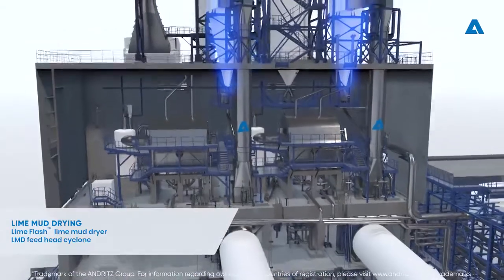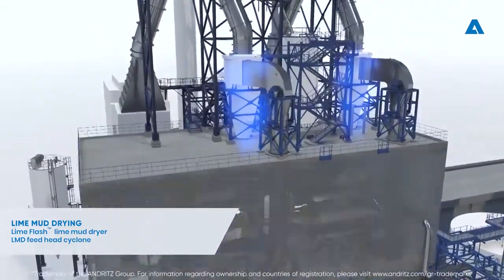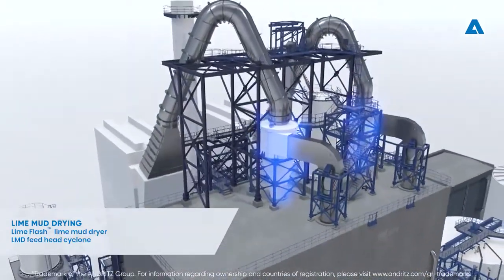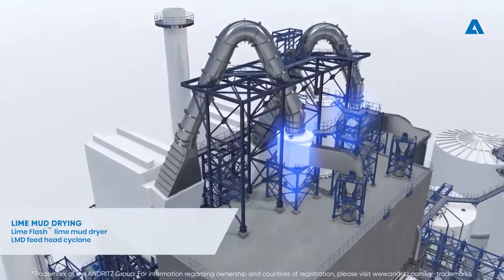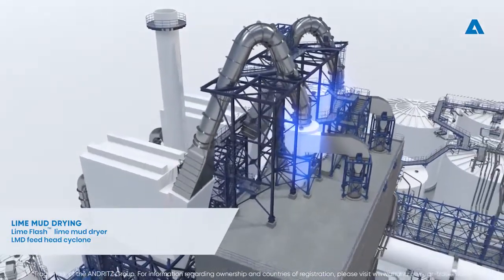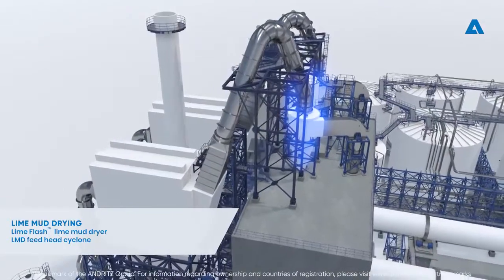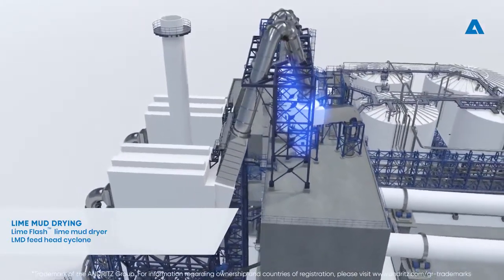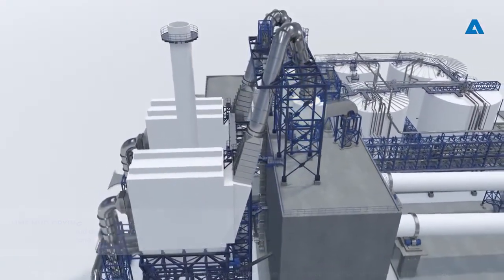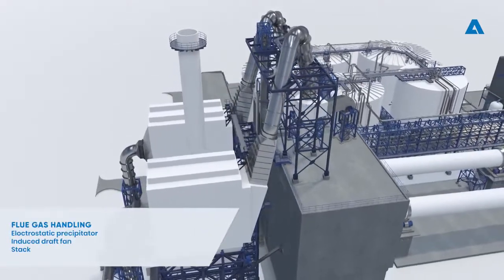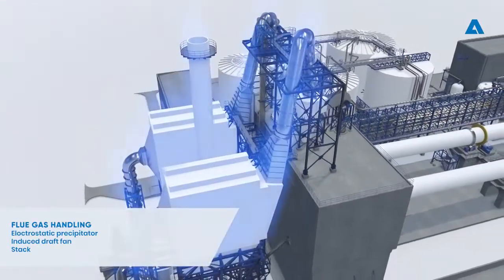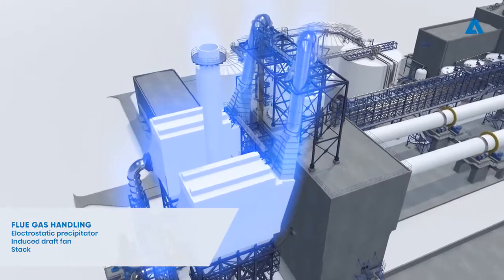Lime mud is fed into the flue gas flow. It is carried with the flue gas to the cyclone and flash dried to about 100% dryness. The cyclone separates the dry lime mud from the flue gas. Then the flue gas enters the flue gas handling system.